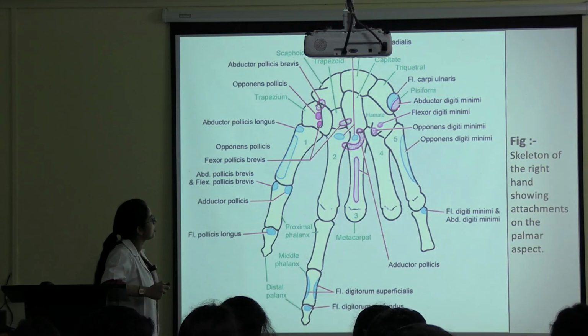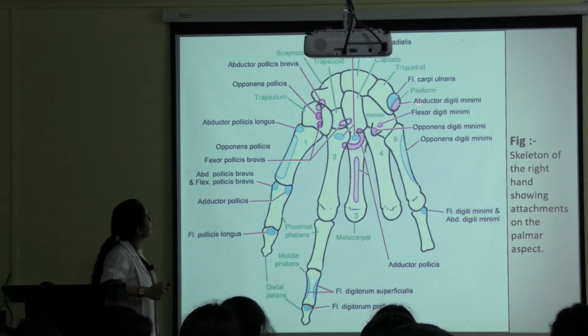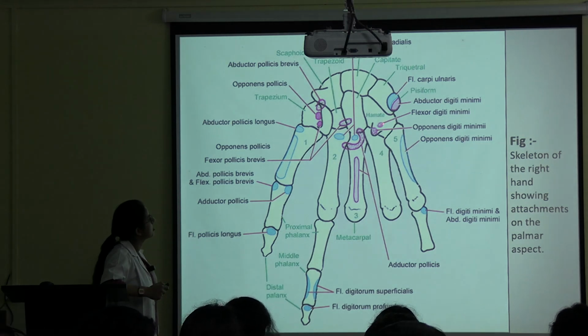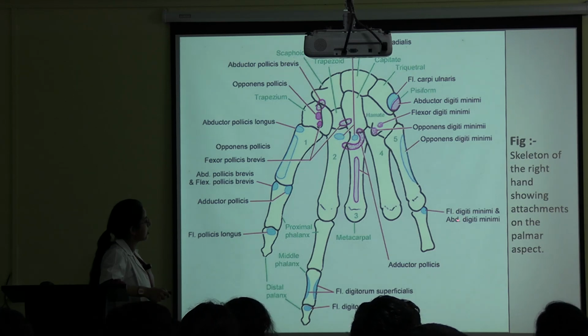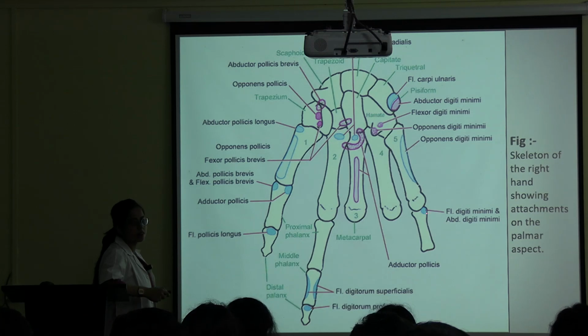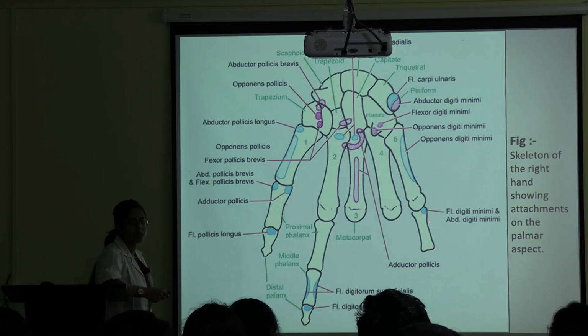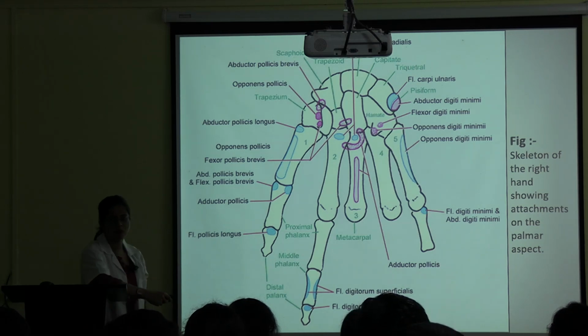You can see the origin from, what is this bone? Pisiform bone. Okay, flexor digiti minimi. What is this part? Hook of hamate. Opponens digiti minimi. Hook of hamate. Okay, insertion of opponens digiti minimi. Yes. Flexor digiti minimi and abductor digiti minimi. Metacarpal is this one. This is phalanx. Which phalanx? Proximal phalanx. Which part of the proximal phalanx? Base of the proximal phalanx. Okay.